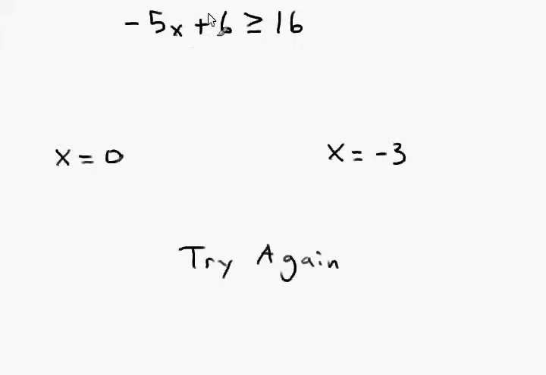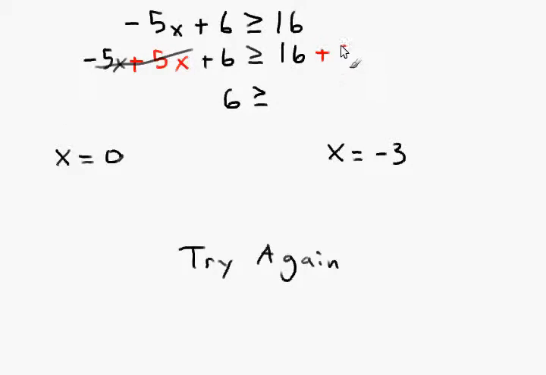Instead of doing the subtraction by 6 and all that, let's go ahead and add 5x to both sides. On the left-hand side, we'll have minus 5x plus 6. These cancel, and we're left with just 6. On the right-hand side, it'll be 16 plus 5x. So we'll end up with 6 is greater than or equal to 16 plus 5x.